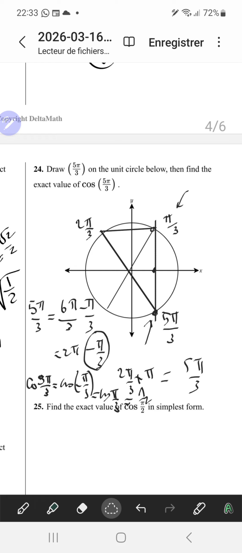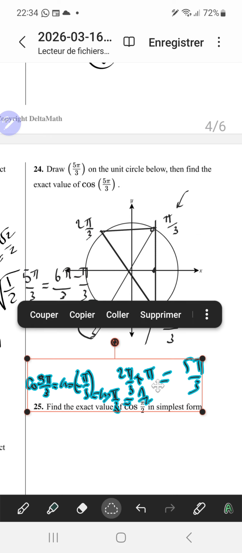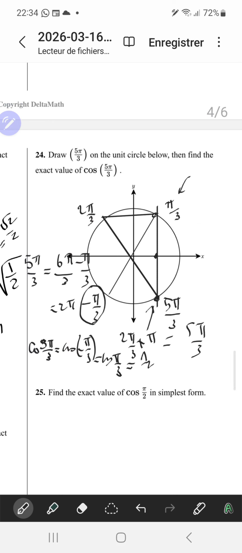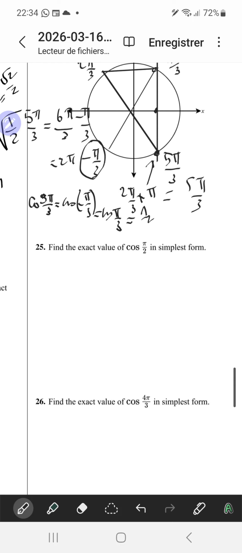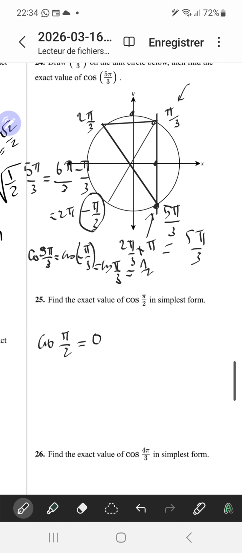So maybe we can move this here to make this a little bit above, to leave room for 25. Find the exact value of cosinus. Wow, cosinus pi over 2 is 0, because pi over 2 is here, so its cosinus is 0.